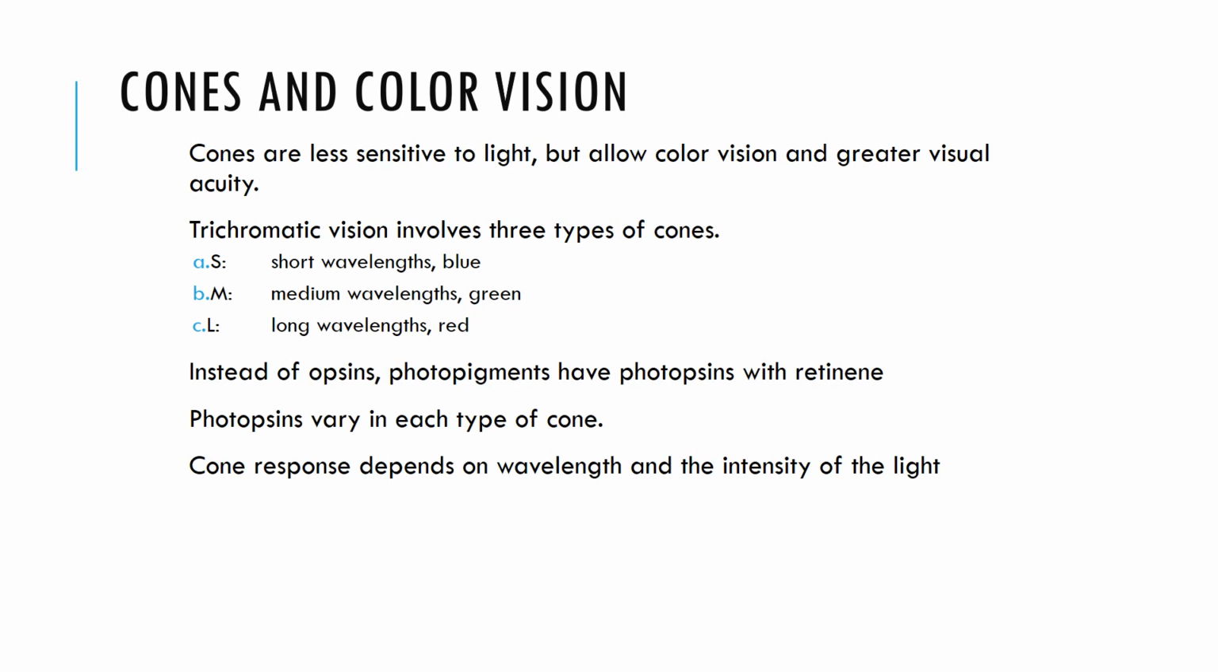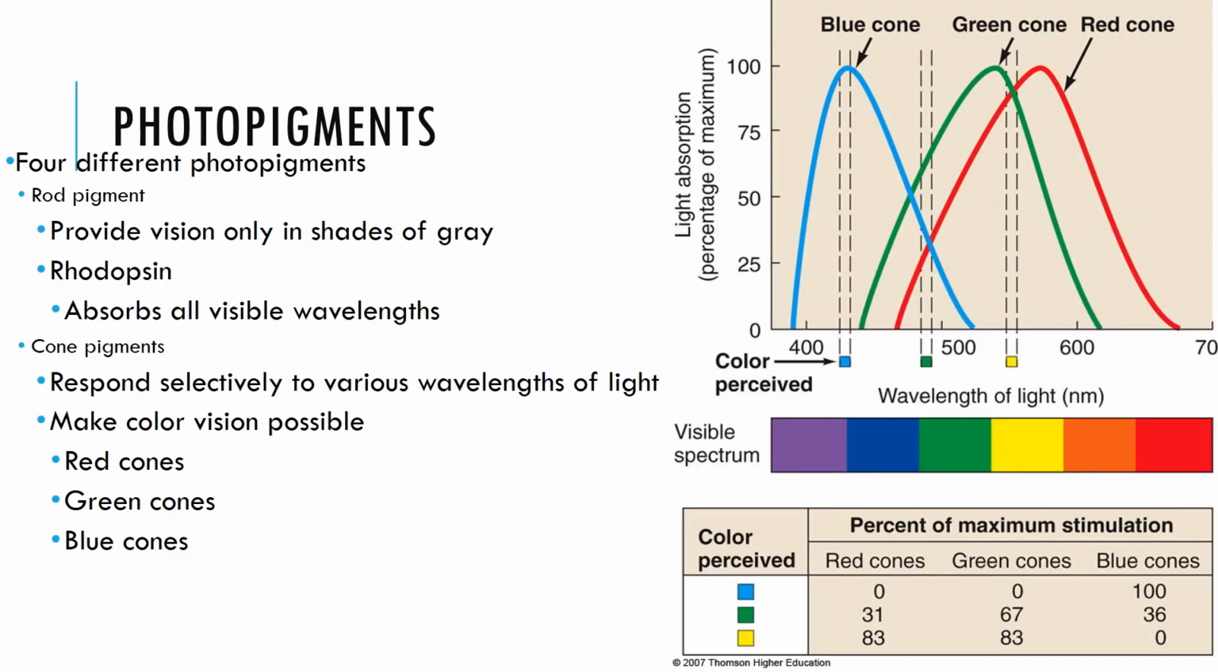So instead of opsins, the photopigments have photopsins with retinal. Photopsins vary in each type of cone, and so how we perceive light will depend on how many cones are being activated and what type of cone. The response is dependent on the wavelength and also the intensity of the light.